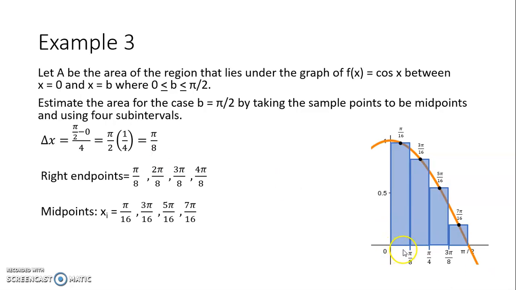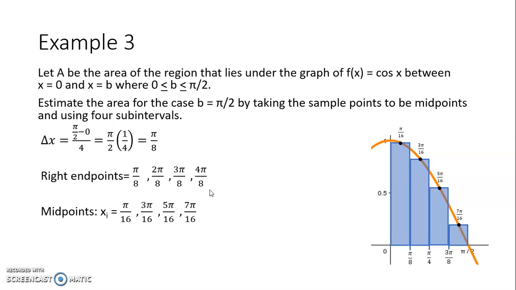So you'll notice I labeled this x-axis. This is pi over 8. Pi over 8 plus pi over 8 is 2 pi over 8, which reduces to pi over 4. Plus another pi over 8 is 3 pi over 8. Plus another pi over 8 is pi over 2, also known as 4 pi over 8. So those are my right endpoints, and that's the first thing I usually find in all of these.